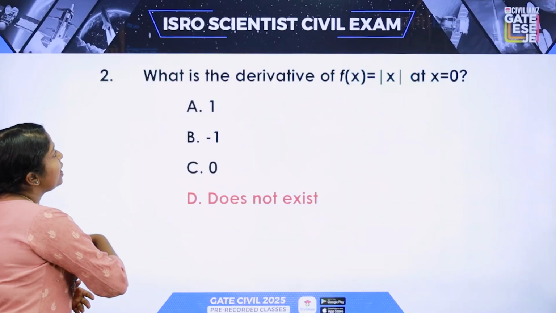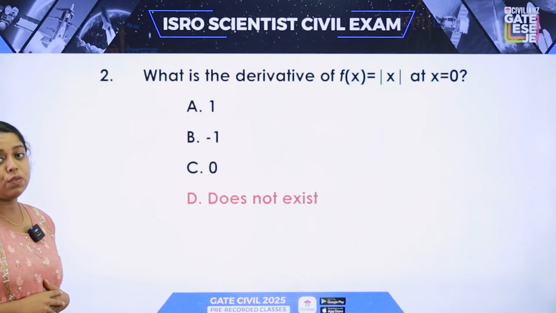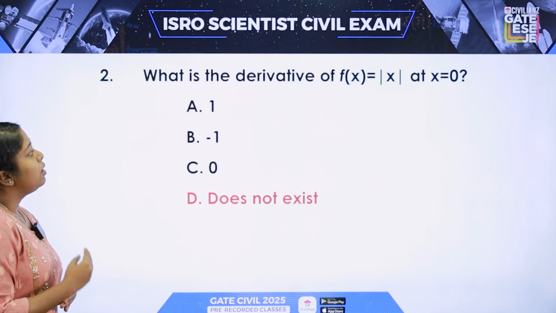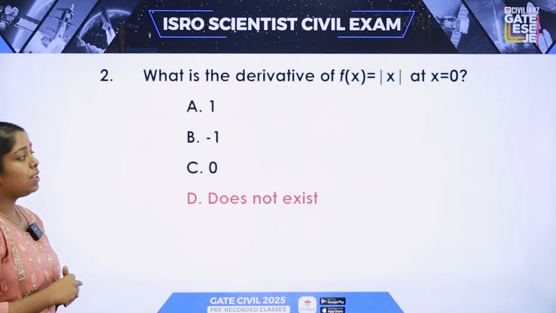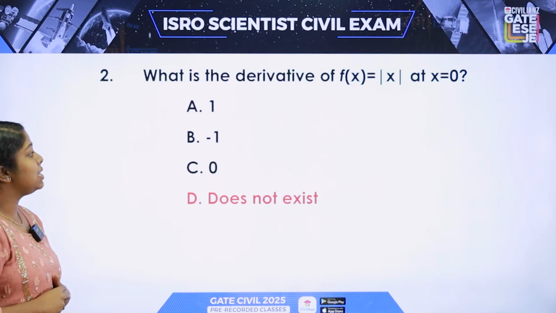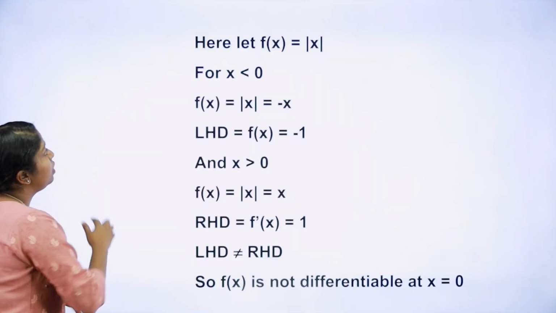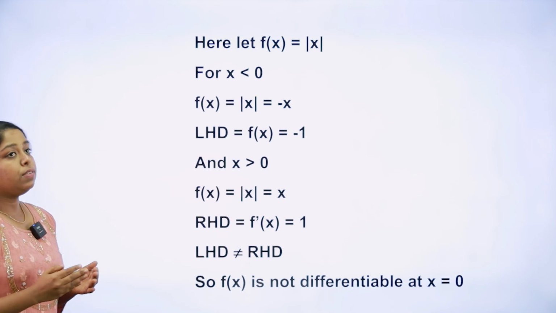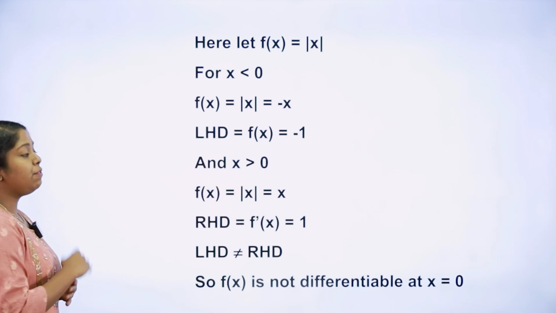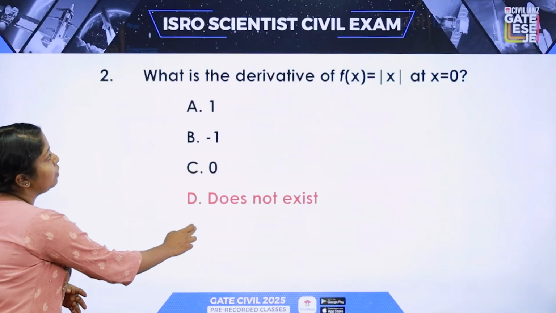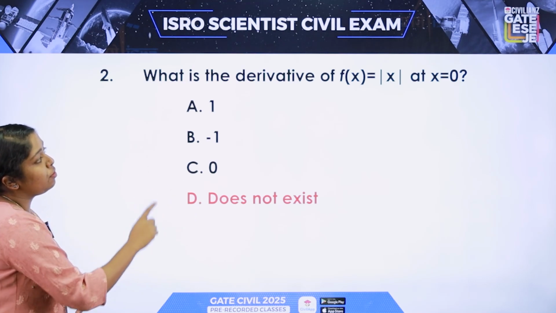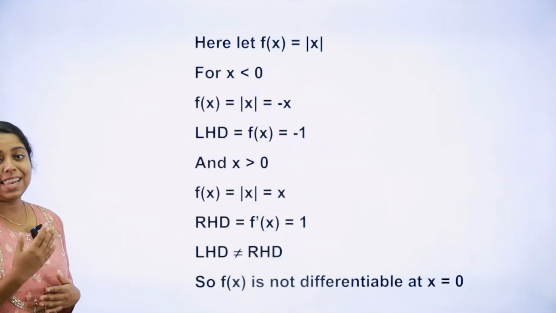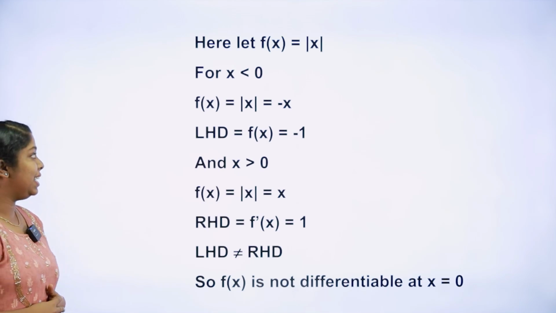Now let's move on to the second question. The second question is also from engineering mathematics. What we have been given is, what is the derivative of f of x is equal to mod x at x is equal to 0. So we know that the function is f of x is equal to mod x, and we need to find out whether it is differentiable, that is, the derivative of f of x at x is equal to 0. For that we need to find out the left hand derivative and the right hand derivative.